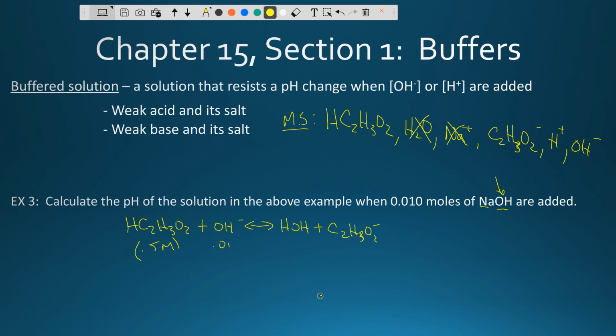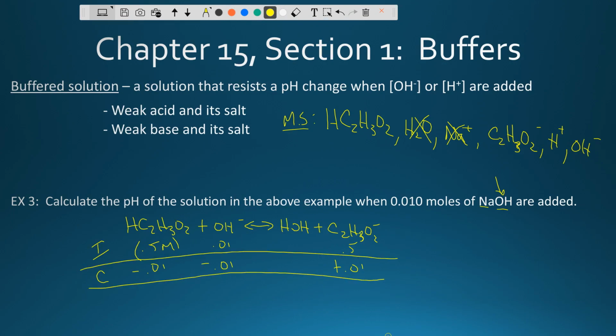Okay, now what's going to happen? I'm going to end up with a 0.5 molar on this side as well, and notice that I'm going to be pulling off. So this is my initial, and I know it's 0.5 because that's what we started with on this side. But I'm going to be using up 0.01, so my change is going to be a minus 0.01, a minus 0.01, and my acetate is going to gain that 0.01, isn't it? Okay, so there's my change that's going to be happening.